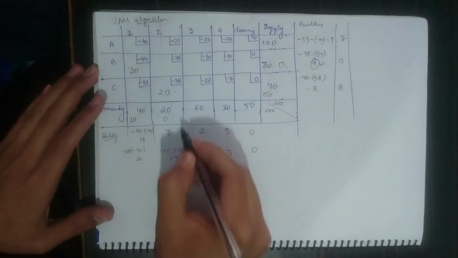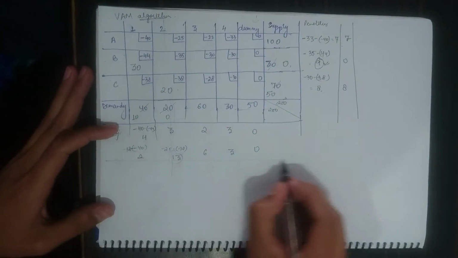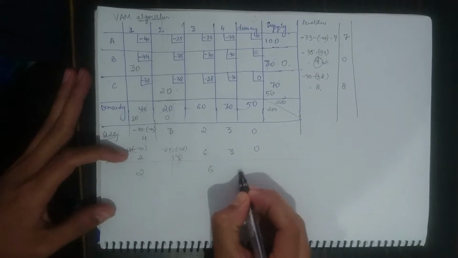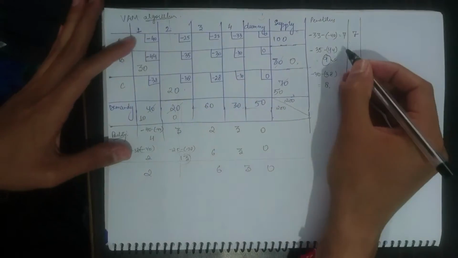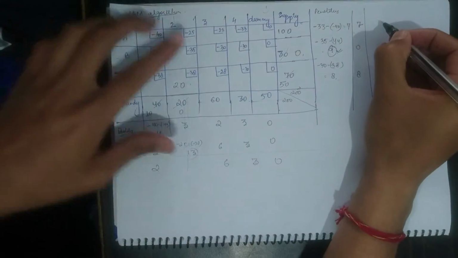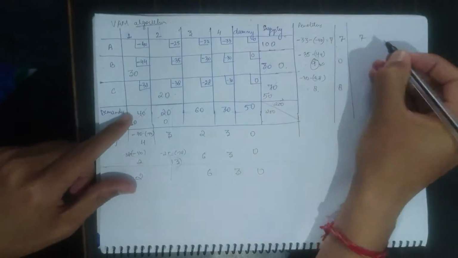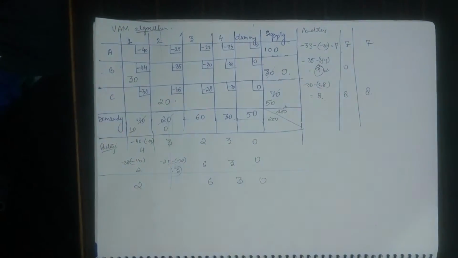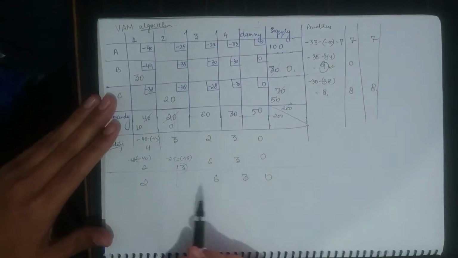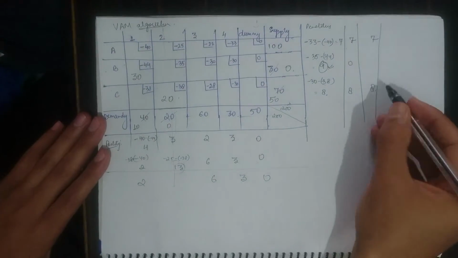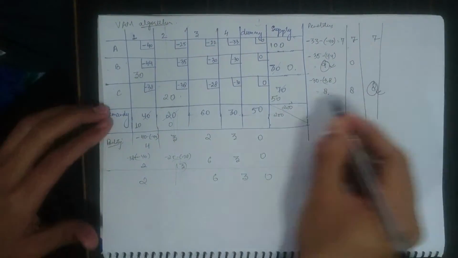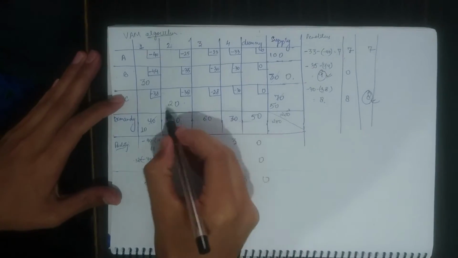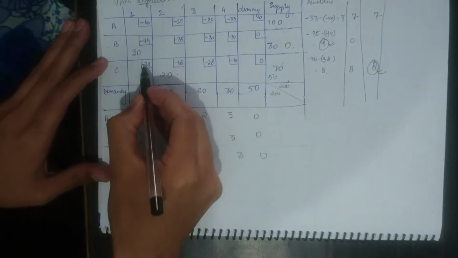This column has vanished right now, so it will have no effect in these columns. Here we have minus 40 and minus 30, which is 7, no problem, and minus 30 and minus 38, no change. Now again we will see which one has the maximum penalty. It is 8, this row, and we will find the minimum element, which is minus 38.